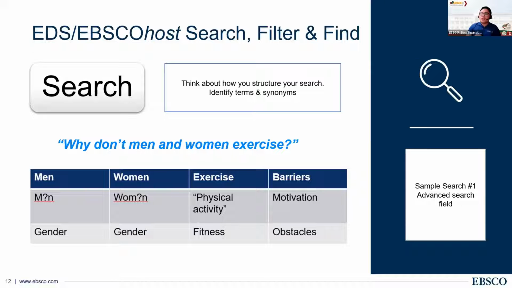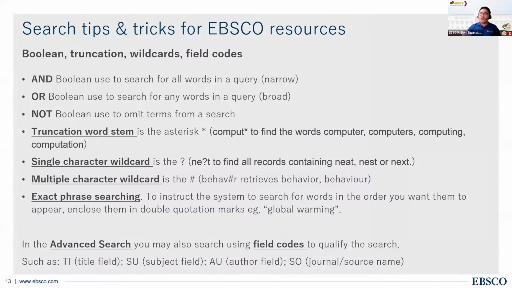We encourage po for you to structure your search term. You must always identify the terms and synonyms in your research topic. So what you could see right now, as an example, the research topic may include why don't men and women exercise, which can be broken down to men, women, exercise and barriers, and for synonyms: gender, fitness, and obstacles. Because once you have identified those, you have now the ability to know the relationship that exists between these two terms or synonyms by the use of these search tips and tricks.